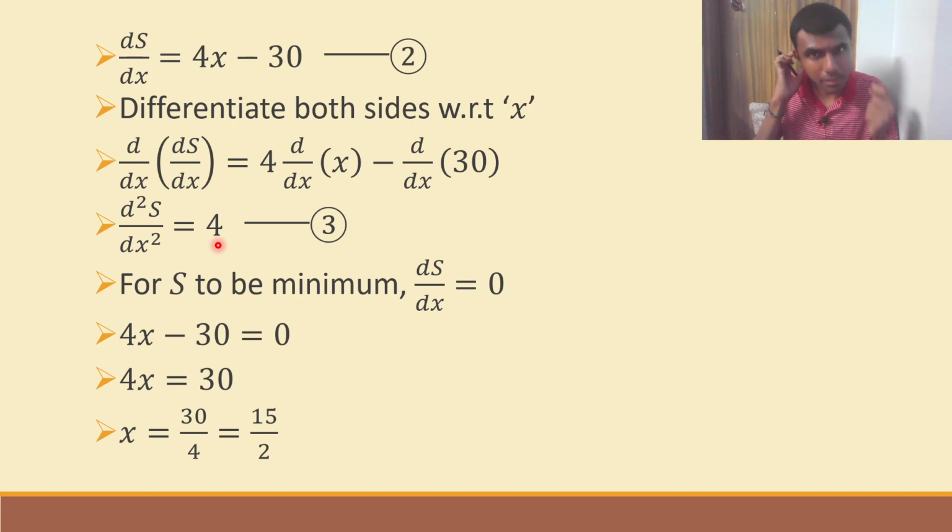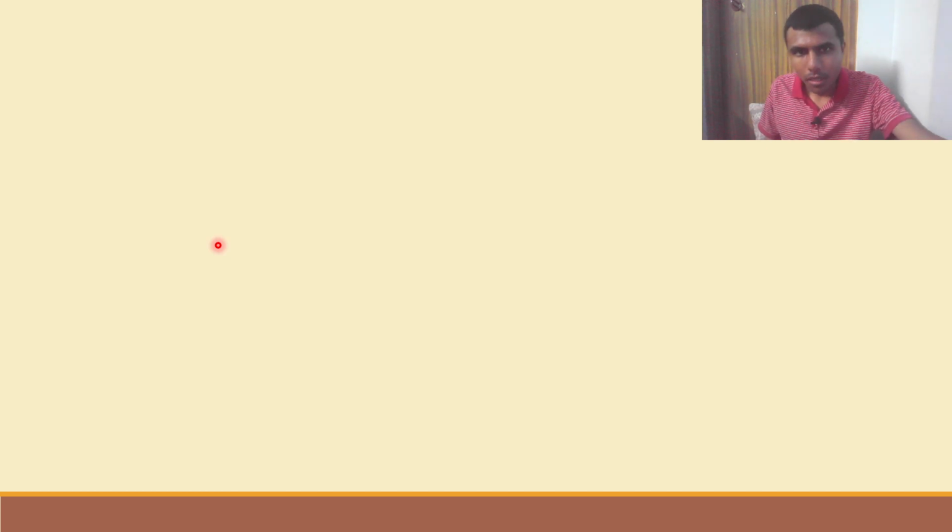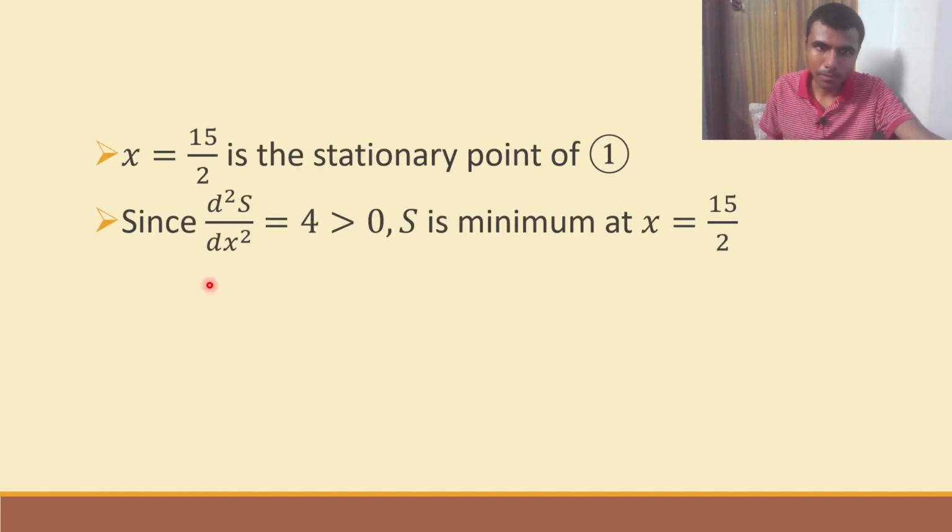Whenever d square s by dx square is positive, you can take the given value that it will give us minimum. I mean s is minimum at x equal to 15 by 2, since d square s by dx square is 4, which is greater than 0. So S is minimum. If this had been negative, it would have given us maximum. Since it is positive, it is minimum. We are almost done, guys.